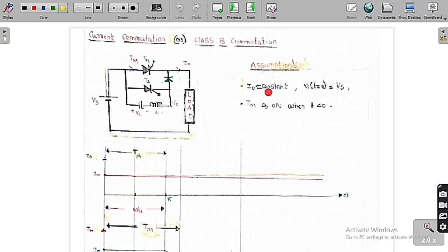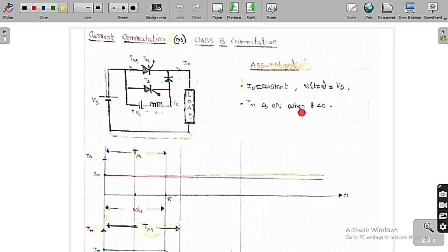So because of that, the value of the current is very constant. And also I am going to assume that the initial value of the capacitor voltage is equal to the source voltage, meaning initially the capacitor has some voltage, which is equal to the supply voltage. So the initial voltage of the capacitor is equal to the supply voltage itself, which is Vs.